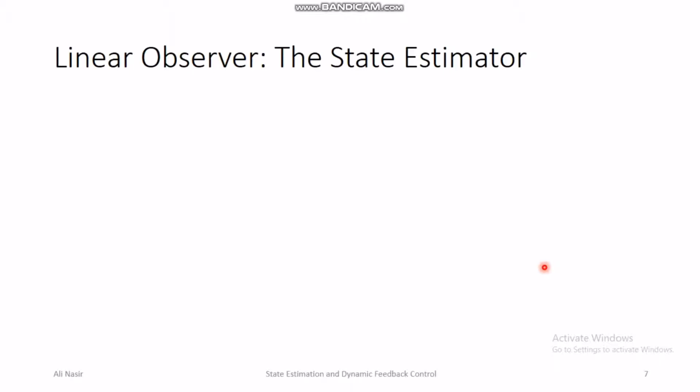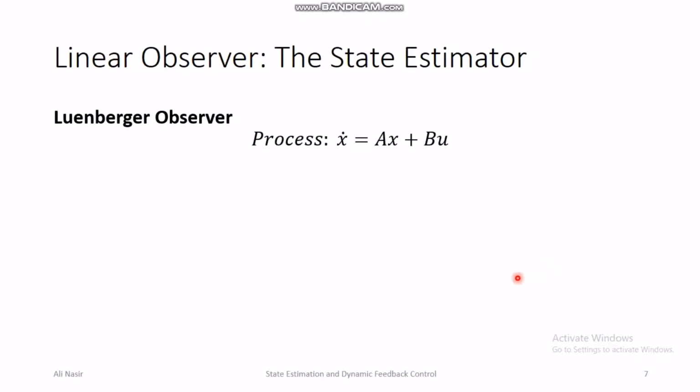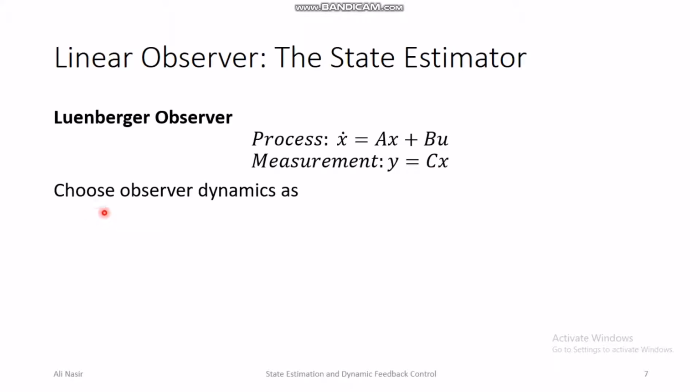Okay, now we come to the next topic, which is the linear observer or the state estimator. There are many state estimators, but in this lecture we will be discussing the Luenberger observer, which is a very common state estimator for linear time invariant systems, for which there is no disturbance, noise or uncertainty involved. Suppose we have a system x dot equals Ax plus Bu, and we are measuring y equal to Cx, and you also have to assume that this system is observable. Only if this system is observable can you design the Luenberger observer.